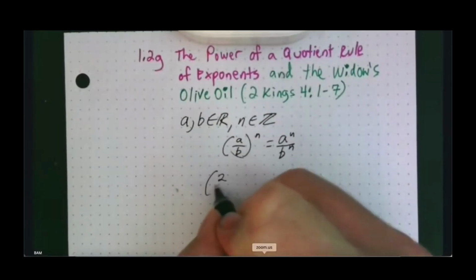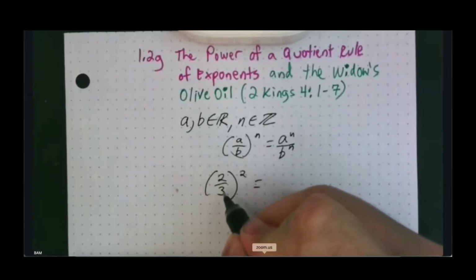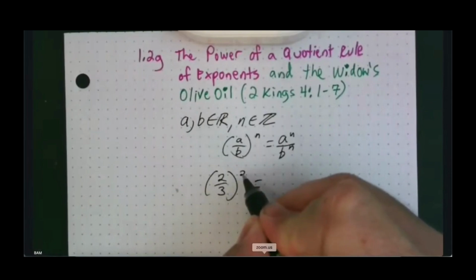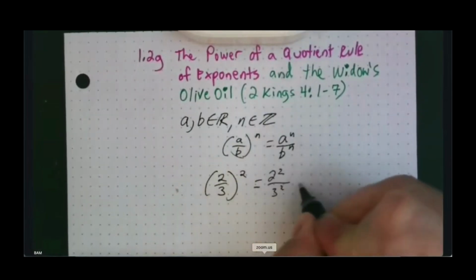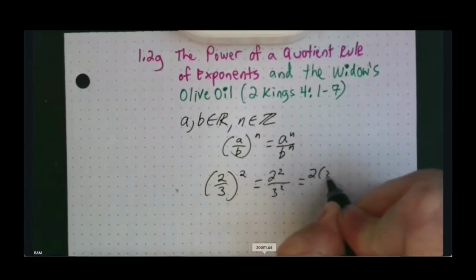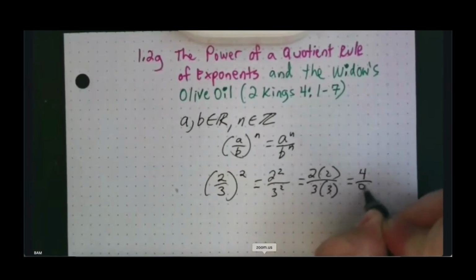So let's do a couple. 2 over 3. 2 is a real number. 3 is a real number. To the power of 2. 2 is an integer. This is the same as 2 squared over 3 squared, which means 2 times 2 over 3 times 3, which is 4 over 9.